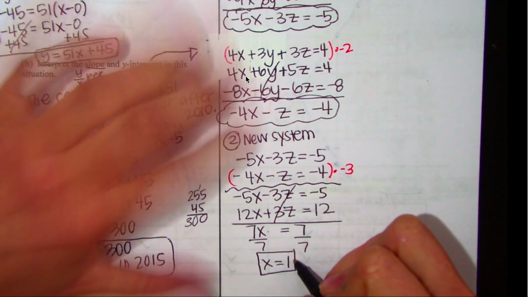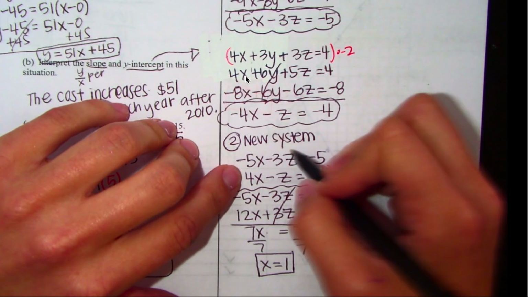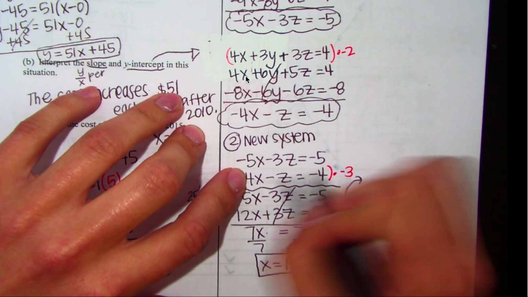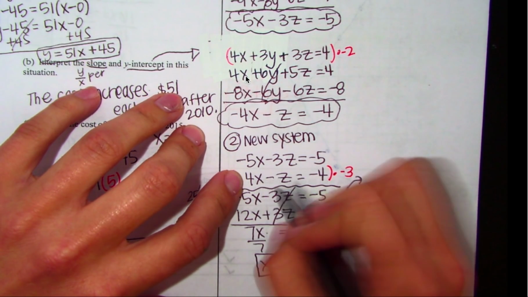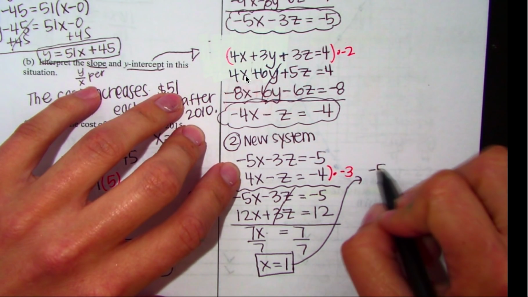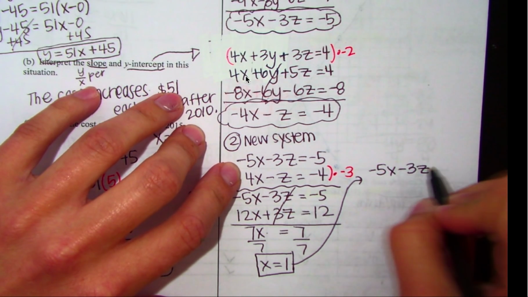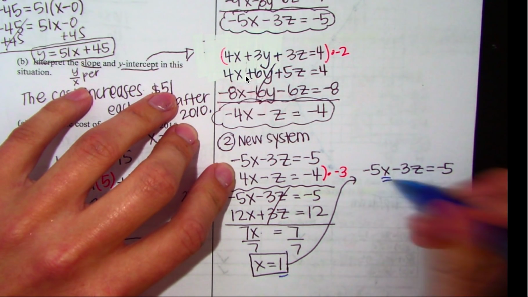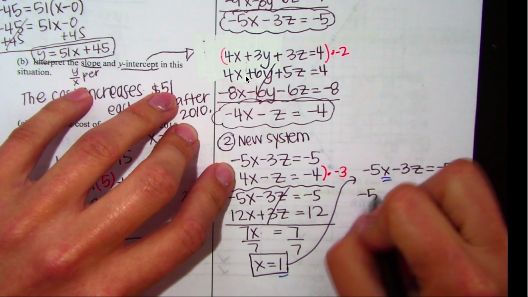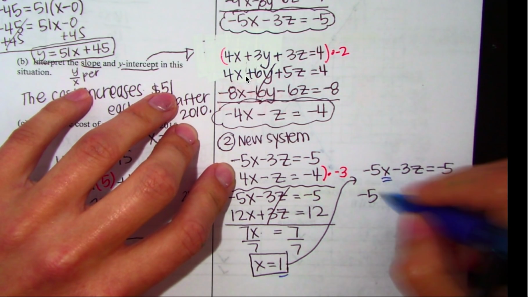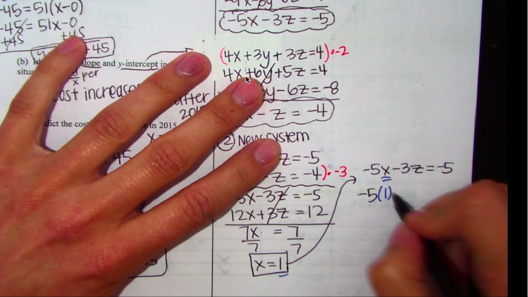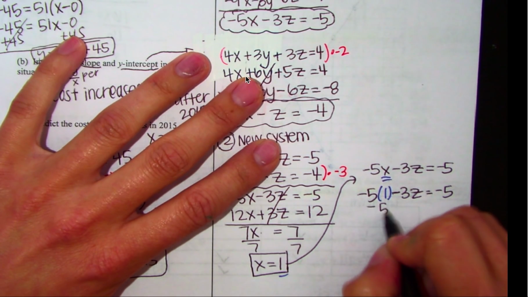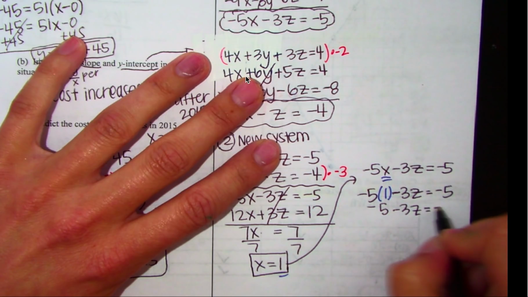I'm going to take that, and I'm still on step 2, ignore everything else. I'm going to take x equals 1, I'm going to plug it into one of these two equations from my new system. I'm going to just go ahead and use the top equation, and I'm going to plug in x is 1 right here. So it'll be -5 times 1 minus 3z is equal to -5. This is -5 minus 3z, -5.